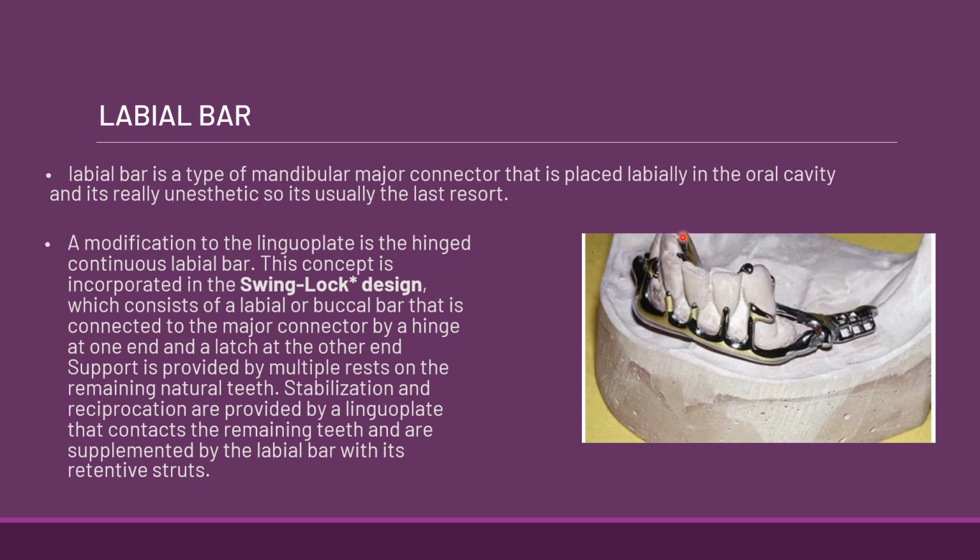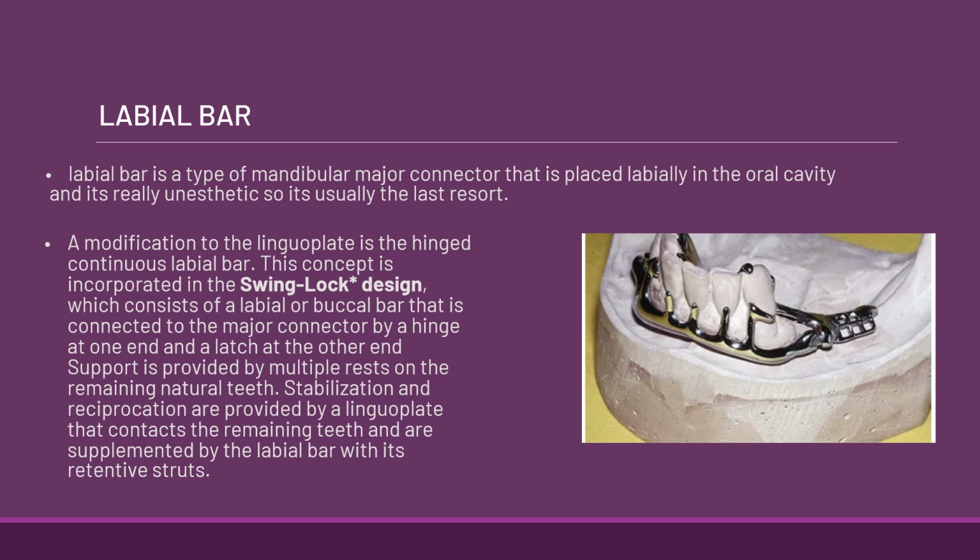Here is your lingual plate. You can see this metal peeking out in this area. Reciprocation and stabilization are provided by your lingual plate, and your support is provided by your natural teeth. So that is how this labial bar is made.